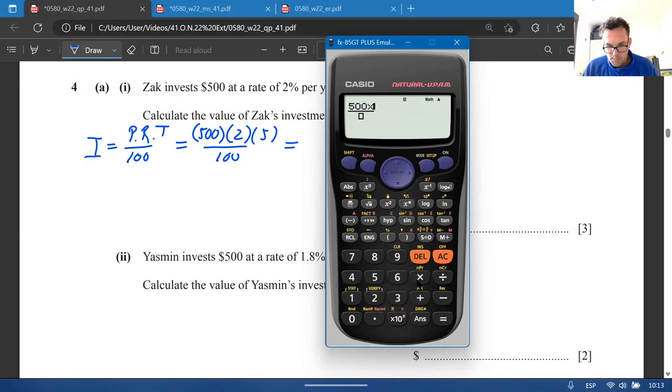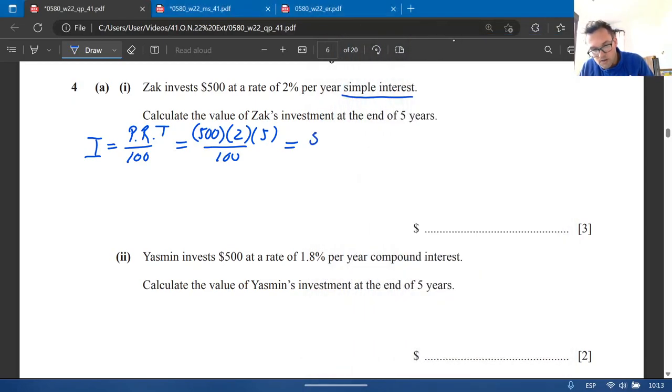500 times 2 times 5 divided by 100. 50. How do we know it's only the interest? Because it's a lot less money than you put in, right? Don't put 500 in, you end with 50. Put 500 in and you get 50 extra.